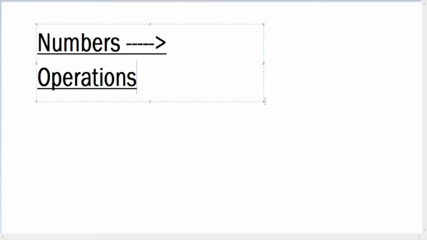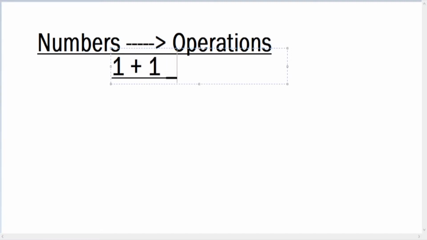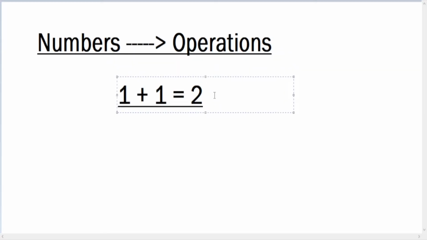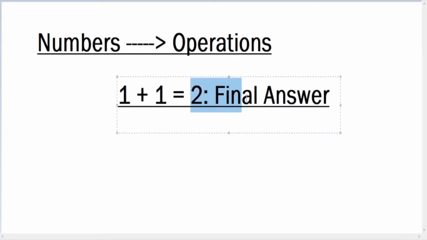Okay, so numbers, you go to the operations, just like 1 plus 1 equals 2. That's very simple. Okay, so this one, 1 plus 1 equals 2, this will take the action to get the final answer. This 2 means you have a final answer if we solve this problem. Okay, so now we're done with the math explanation.